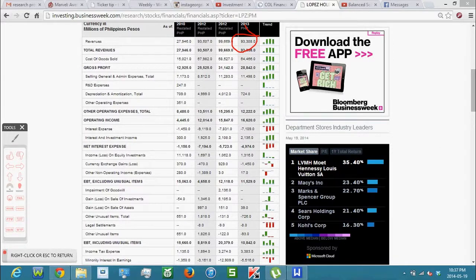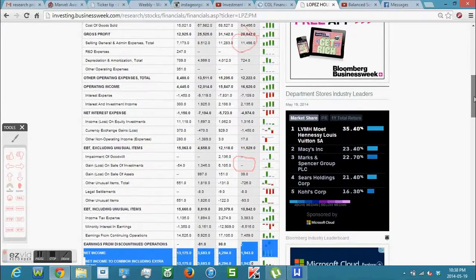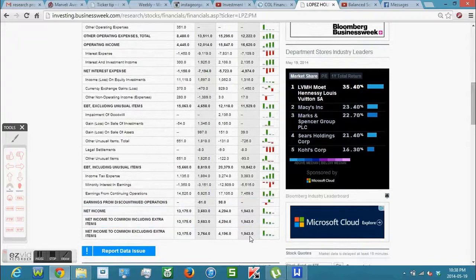There are also some items that are non-recurring, and these items will not be around, especially the negative ones, in the next reporting period. So that is pretty much good news for investors of Lopez Holdings.